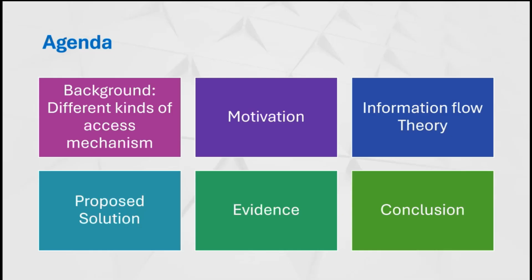So I will start with first of all, different kind of access mechanisms in a given system and the motivation behind developing this solution, and a brief overview of what's information flow theory, what's my proposed solution, and evidence, and then conclusion.